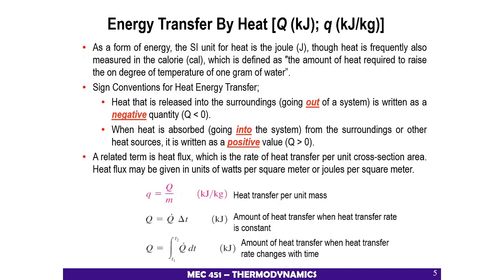A related term is heat flux, which is the rate of heat transfer per unit cross-sectional area. Heat flux may be given in units of watts per square meter or joules per square meter, something like this. Okay, alright.